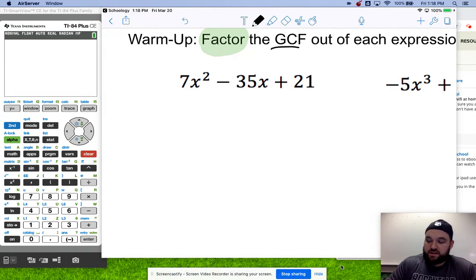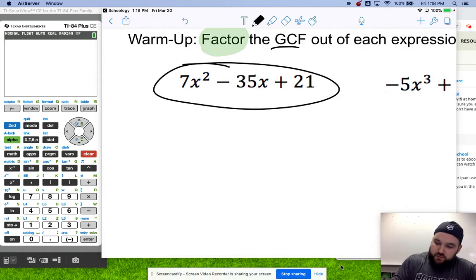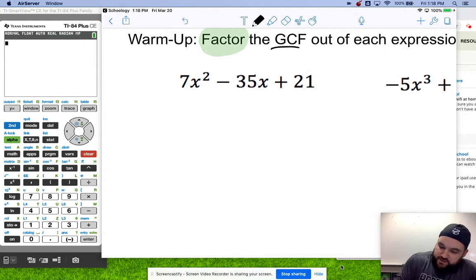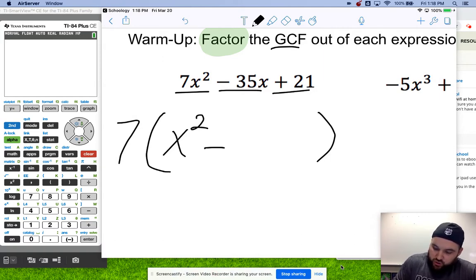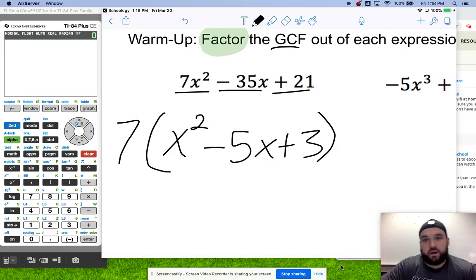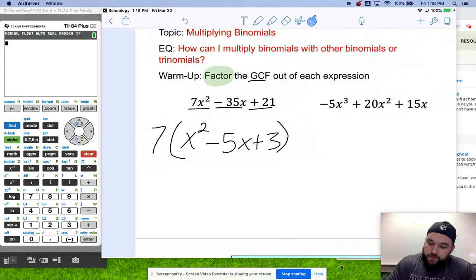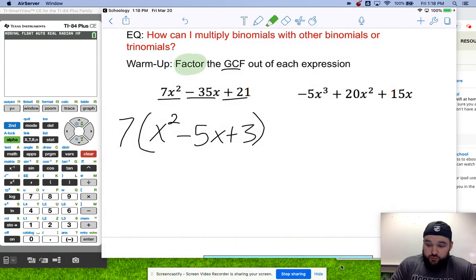Okay, so if I'm factoring the GCF out, I am writing a distribution problem to which I already have the answer. So if I look at these three terms, 7x squared minus 35x and plus 21, what do they have in common? Well, 7 can divide all three of those numbers, and there is no x in the third term. So the GCF of this is just 7. So then I'm dividing each term by 7 and writing what's left over. And so that's our solution. This is our expression that if I were to distribute would give me back the original.